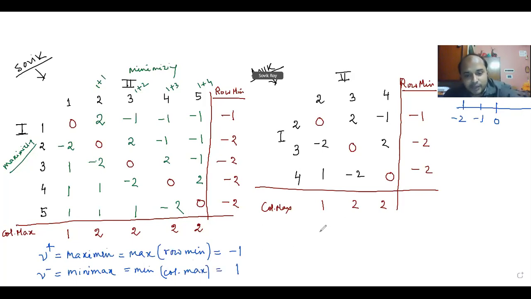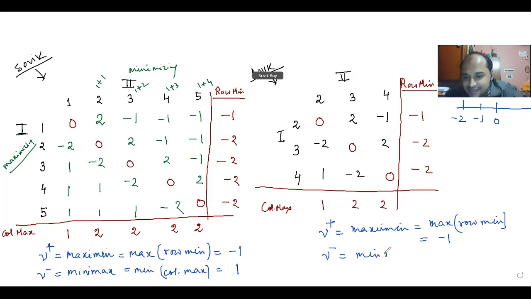Okay, and what will this be in case of Onik? Same. Onik, where are you? Tell me, what will be the maximin in this case? The maximum of minus 1, minus 2, minus 2 is minus 1. Maximin is minus 1.